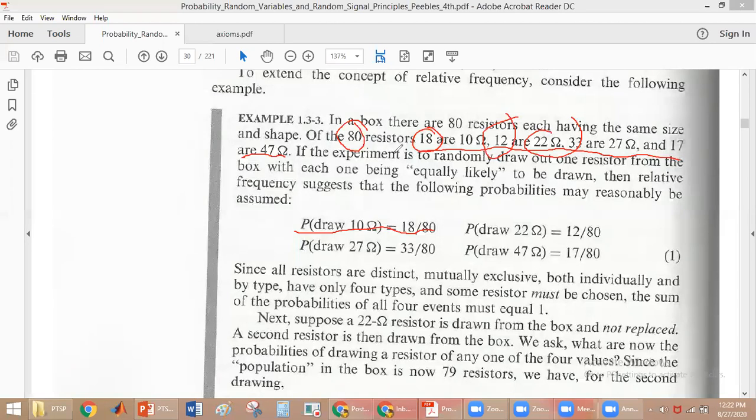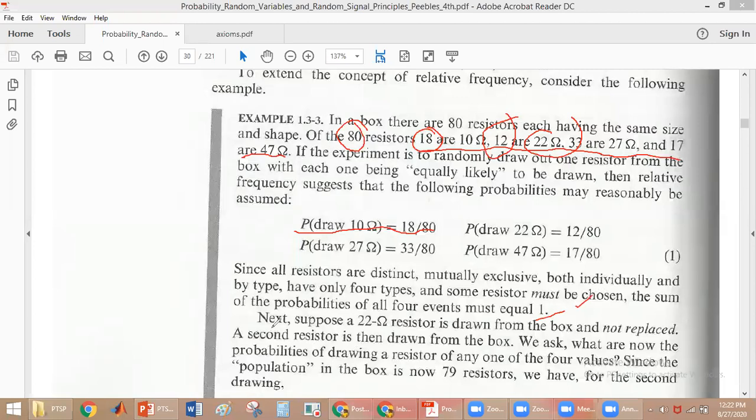Now we assume that all these resistors are distinct and mutually exclusive, both individually and by type. There are only four types, and some resistor must be chosen. The sum of the probabilities of all four events must be equal to 1. So if you add 18 by 80 plus 12 by 80 plus 33 by 80 plus 17 by 80, what is the value you get? It will be equal to 1.